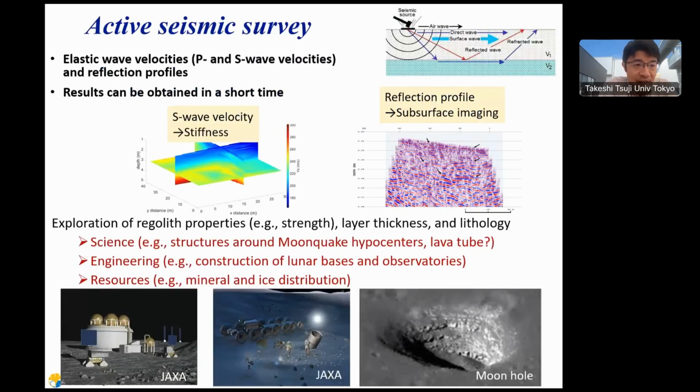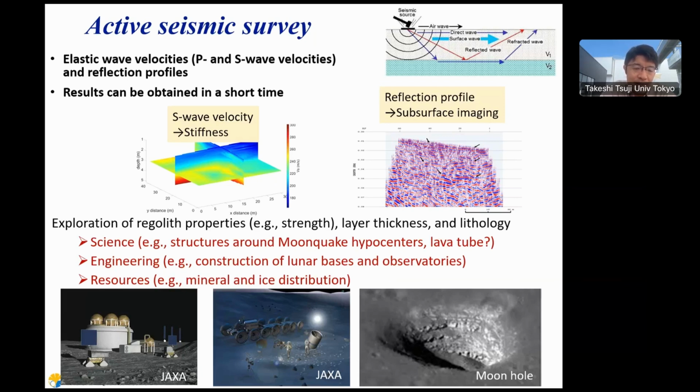In our group, we try to conduct an active seismic survey. In this approach, we generate a seismic signal with a seismic source, record the surface wave, reflection wave, or refraction wave with a seismometer, and analyze these waveforms. We try to identify the seismic velocity, or elastic wave velocity, or a reflection image, as you can see in this slide.